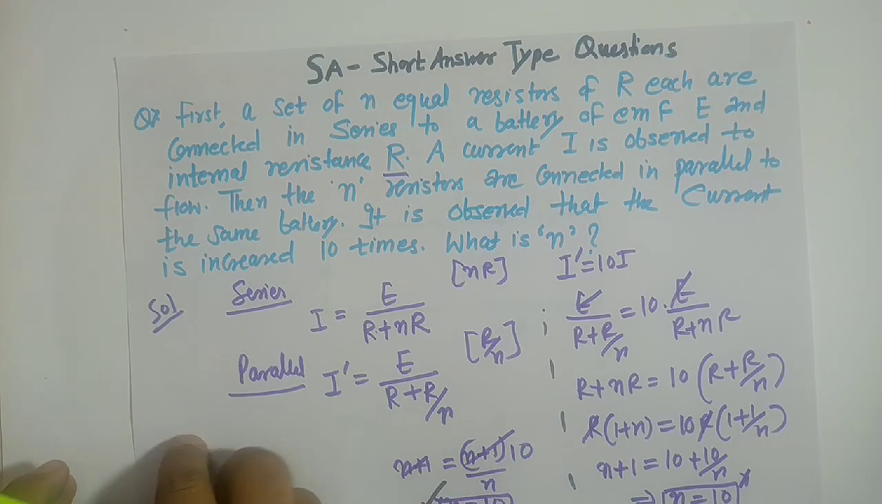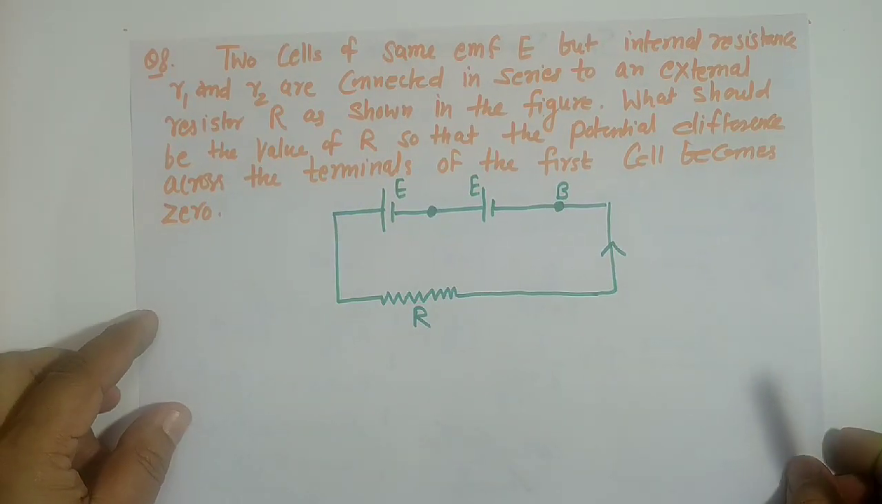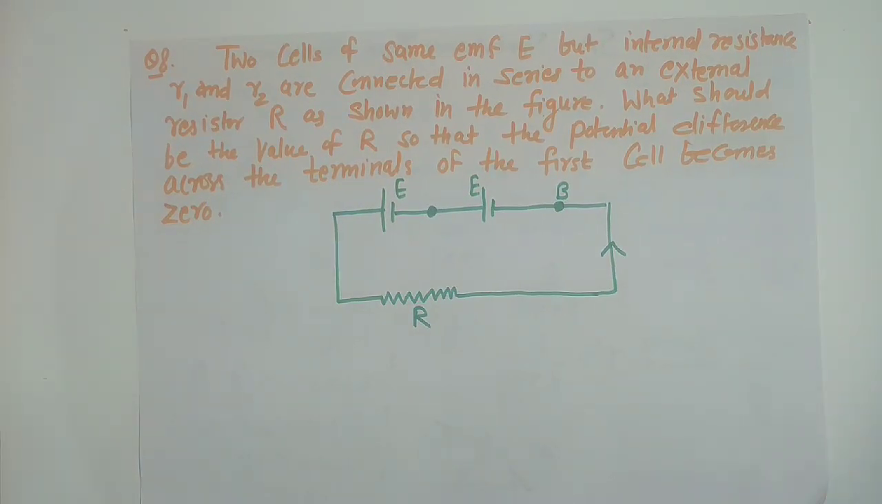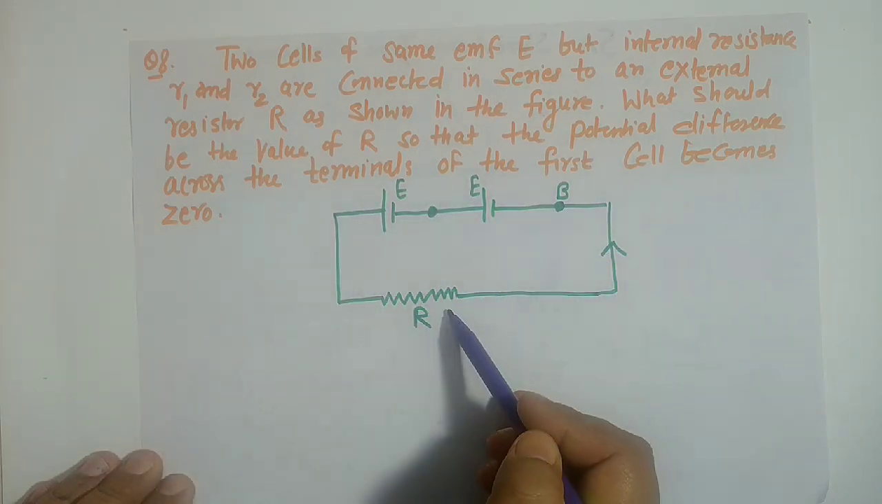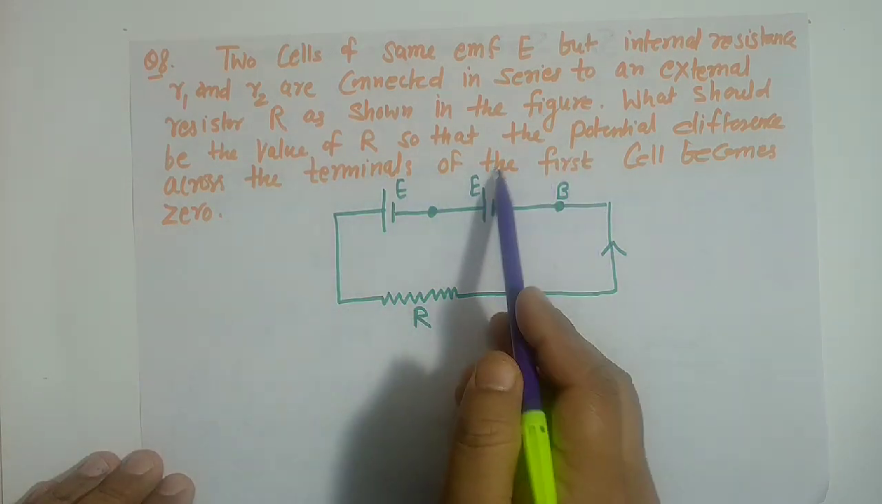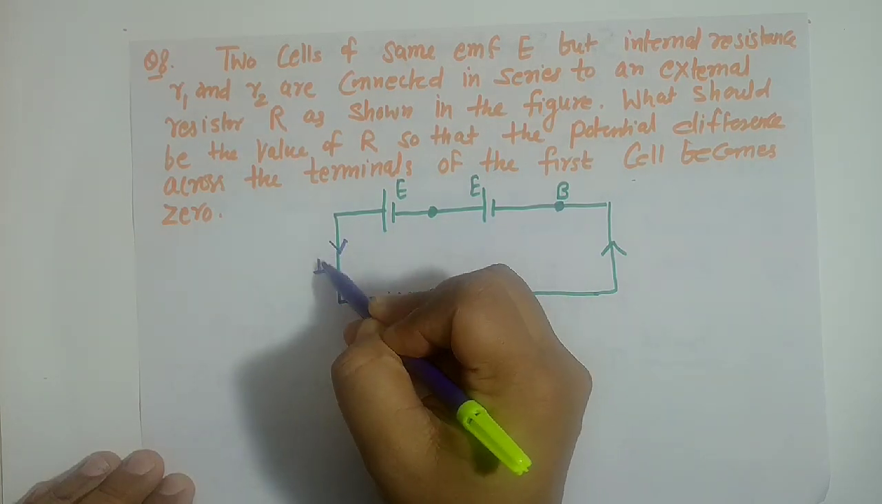Next, question number 8. Two cells of same EMF, but internal resistance R1 and R2, are connected in series. Okay. And what should be the value of this R, so that the potential difference across the terminals of the first cell becomes 0? Okay. So current is flowing in this.